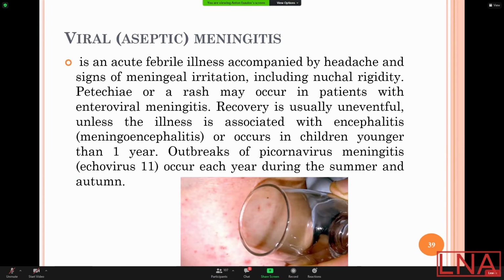Outbreaks of picornavirus meningitis of echovirus 11 occur each year during the summer and autumn, especially in the places with very warm summer. On the picture, you can observe the petechiae which are pressed on the skin, and the rash does not disappear. Instead, it could disappear with other infections.